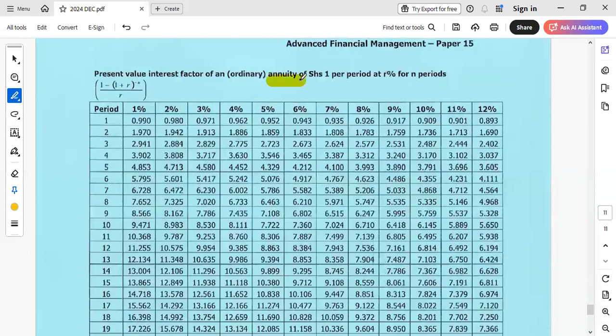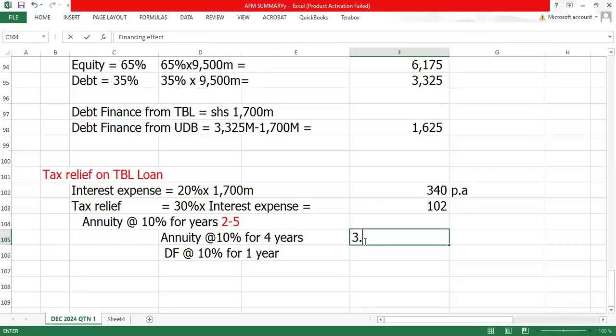Where you have annuity, this one. So we are standing here. Year 4 is here. You write this figure, that is 3.170.